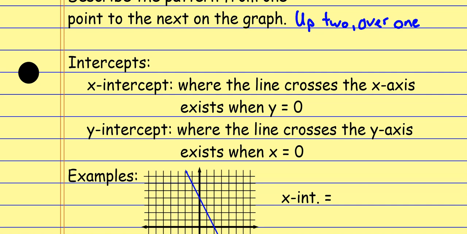So when we're looking at an equation, we find it by plugging a 0 in for y and then solving for x, okay? So we see it when it crosses the x-axis. We find it by plugging a 0 in for y.